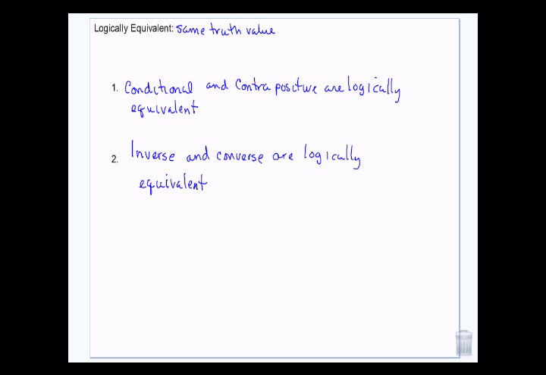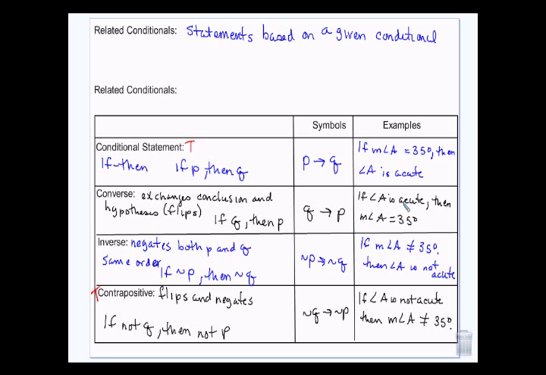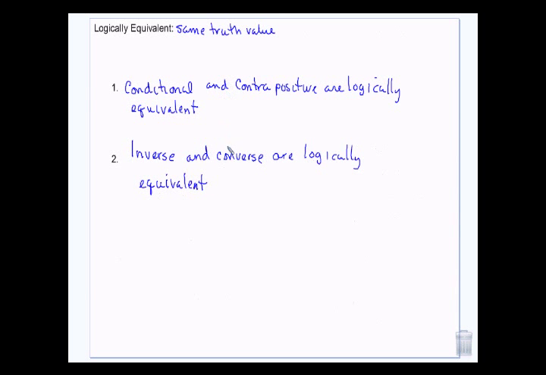Okay, and if we look at the converse and inverse on our other example, if angle A is acute, then it's 35. That was false because it could be 36 or anything else that's less than 90. And if it's not 35, then it's not acute. Well, that's not necessarily true because if it's not 35, it could be 21, which is acute. So this is also false. So converse and inverse have the same truth value. Conditional and contrapositive have the same truth value.